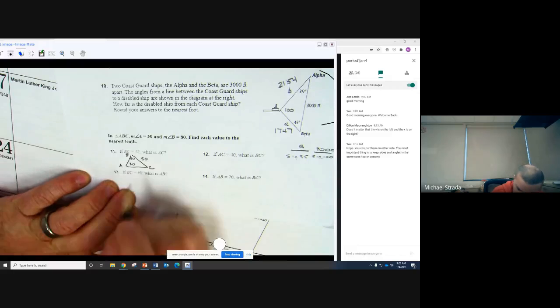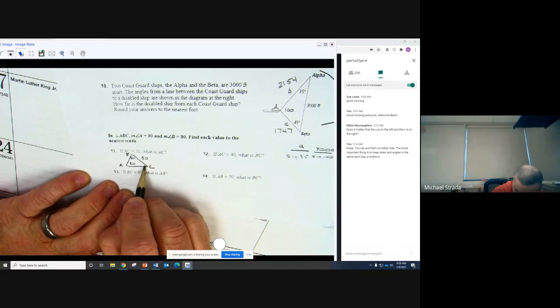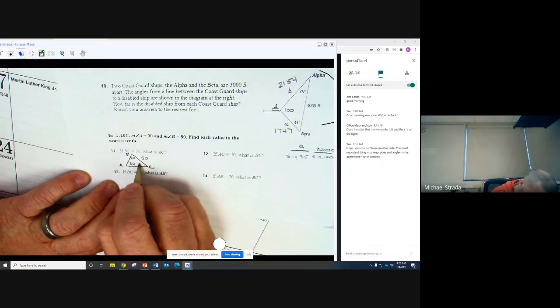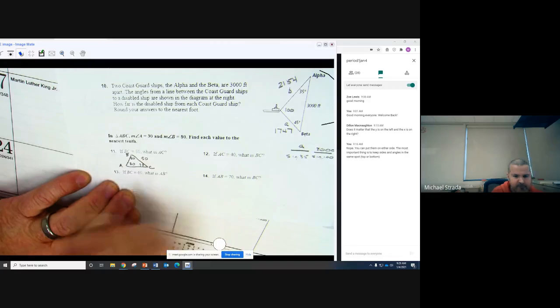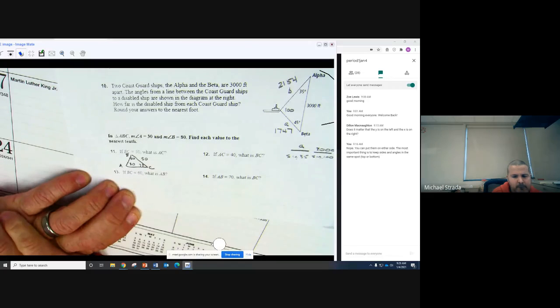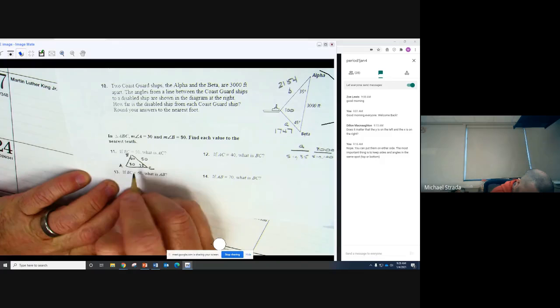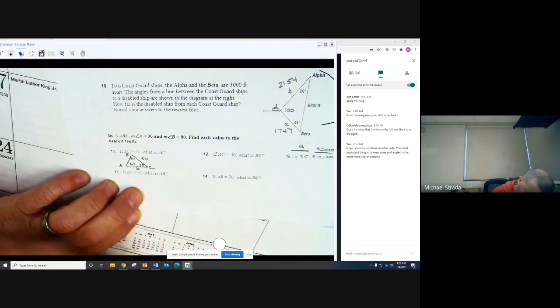Again, I would find C right away because you never know if you're going to need it. It's a pretty straightforward way to do it. 30 plus 80 is 110. Subtract that from 180 and you get 70. We're trying to find AC, which would be little letter b.